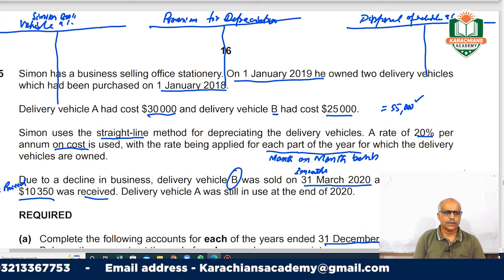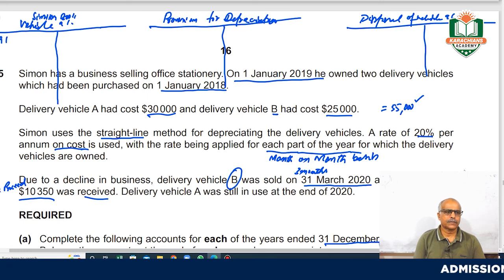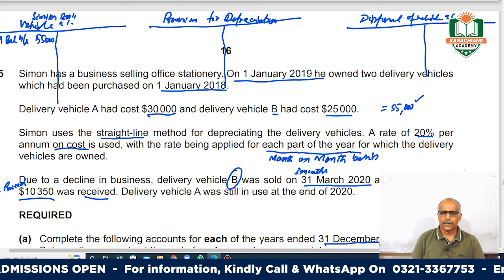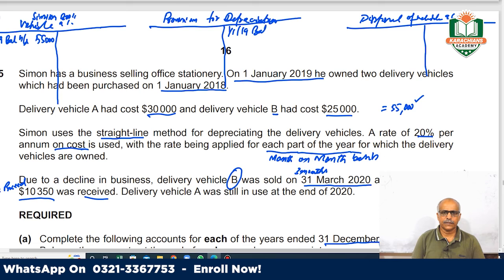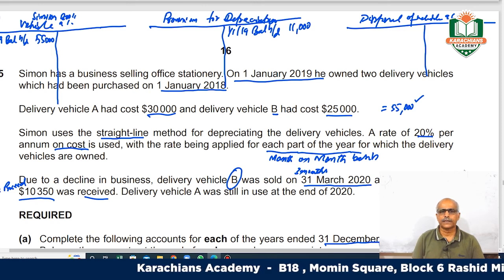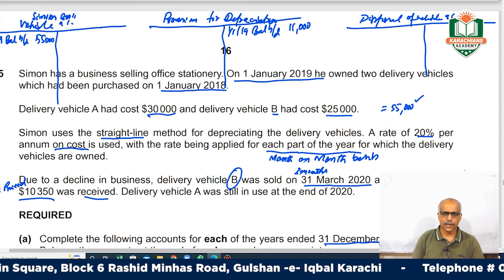So first Jan 19, they have given you balance of 55,000. Here, first Jan 19, they have given you balance of 11,000. Disposal account we have to maintain, right? And we have to make these accounts for 2 years, 2019 and 2020, right?